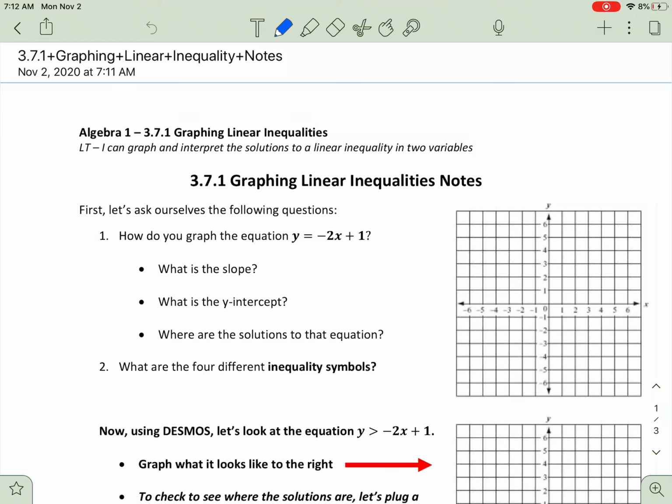Okay, good morning, everybody. Today's November 2nd, 2020, and today we're going to talk about graphing linear inequalities.